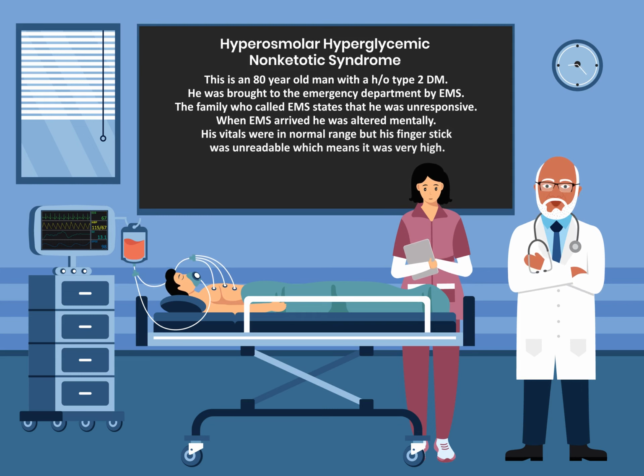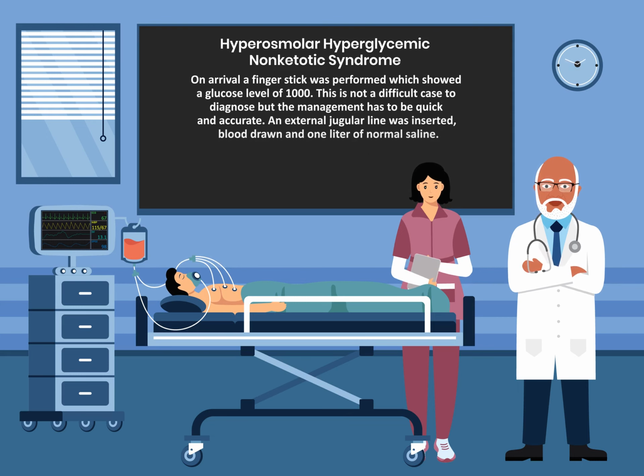We'll begin with a case. This is an 80-year-old man with a history of type 2 diabetes. He was brought to the emergency department by EMS. The family, who called EMS, states that he was unresponsive. When EMS arrived, he was altered mentally. His vitals were in normal range, but his finger stick was unreadable, which means it was very high.